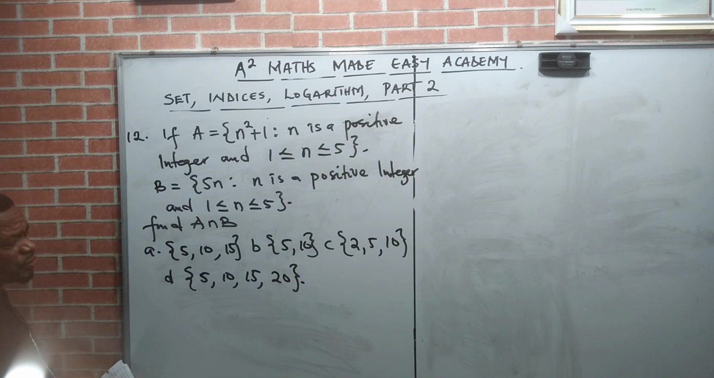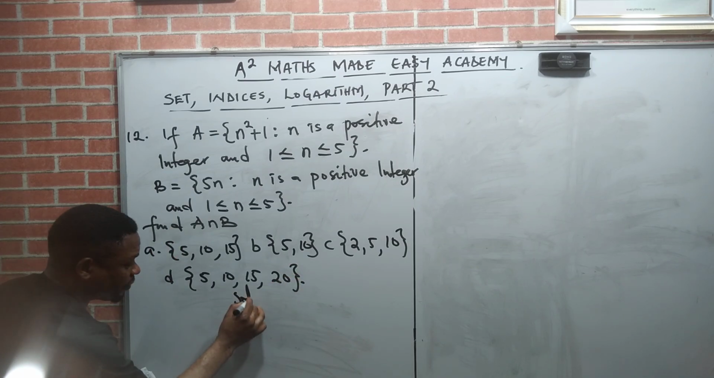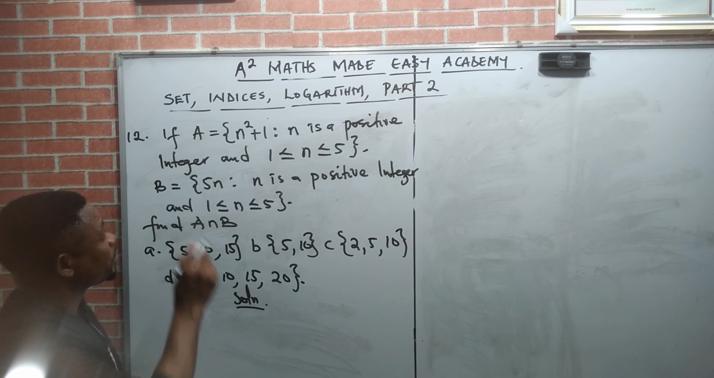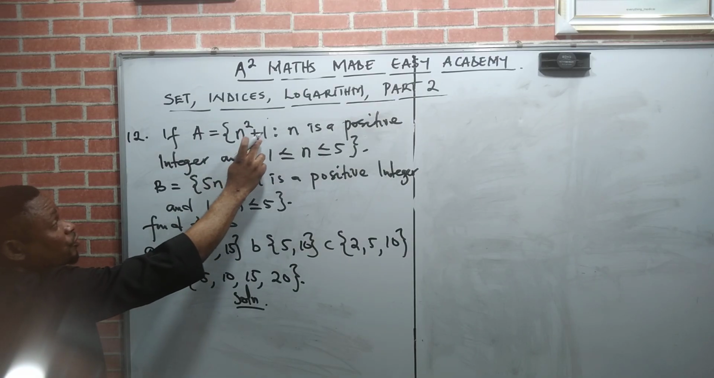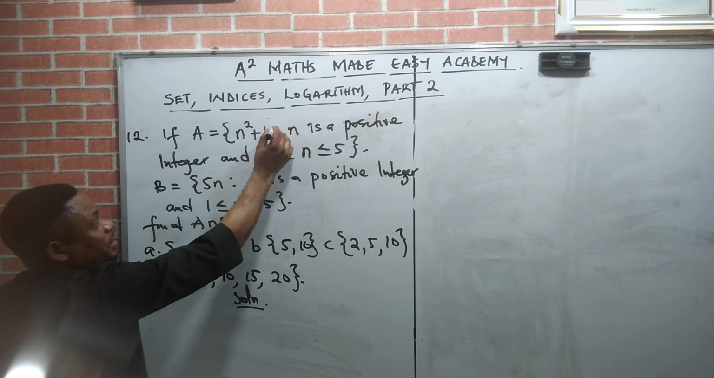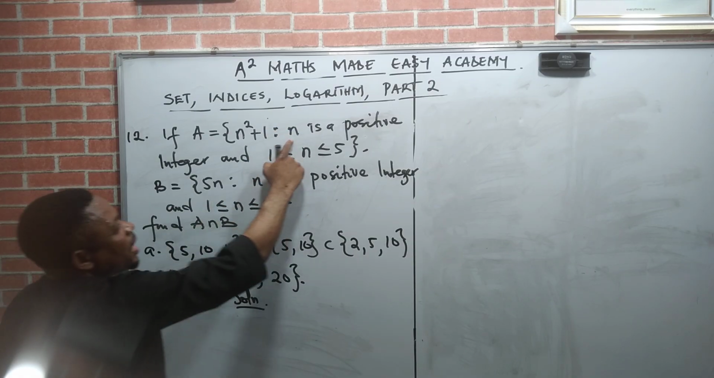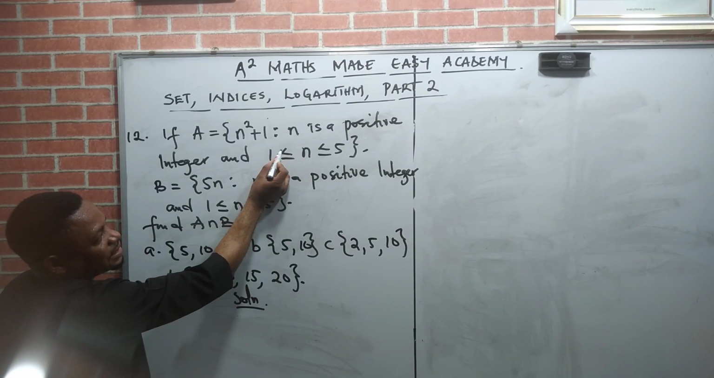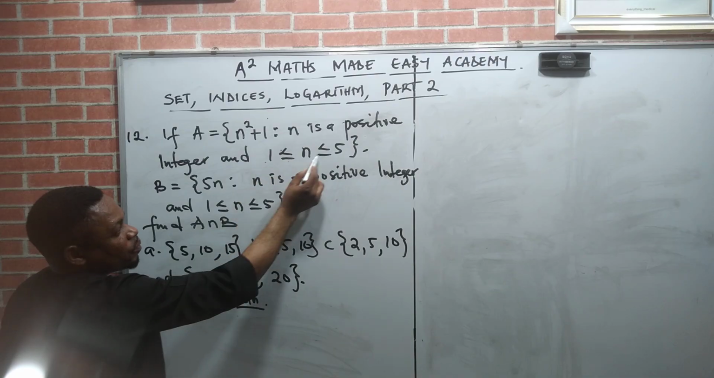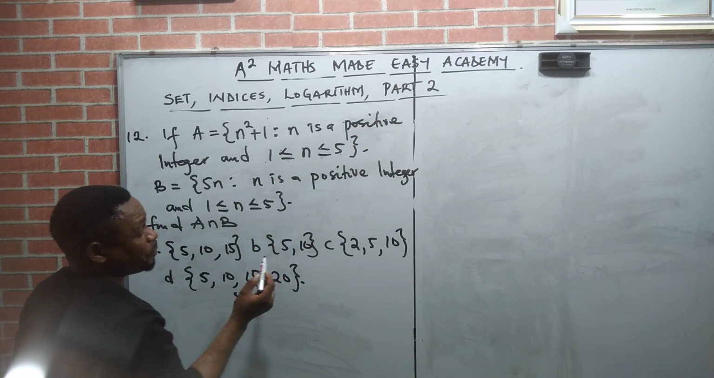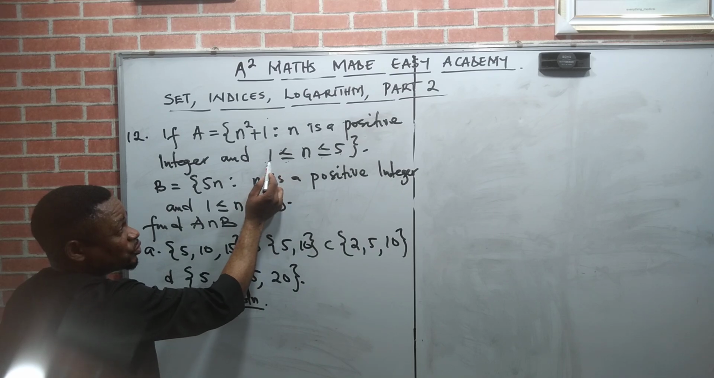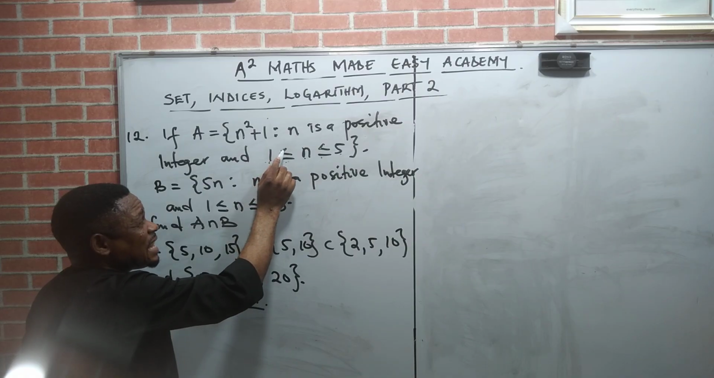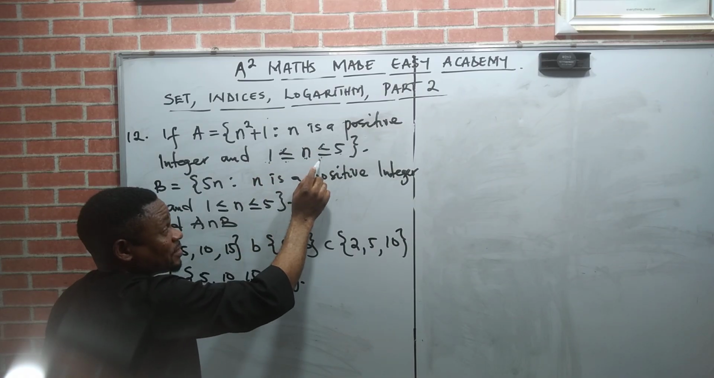Now, what do we do first? First of all, we have to describe this set. If you don't describe it, you cannot know how to list the members. How do we describe this? Watch. n squared plus 1 is a set of A. This dot dot means such that n is a positive integer. And watch here, n is greater than or equal to 1, but less than or equal to 5. Or the other way around, you can say 1 is less than or equal to n, and n is less than or equal to 5.